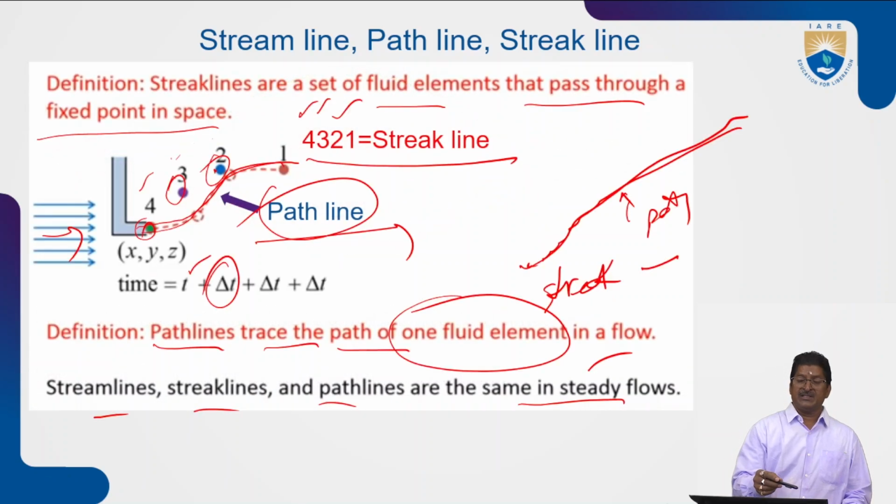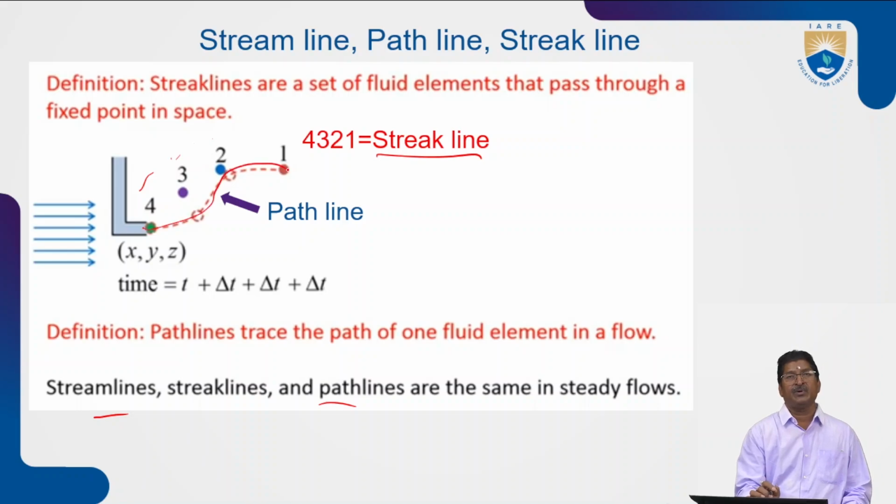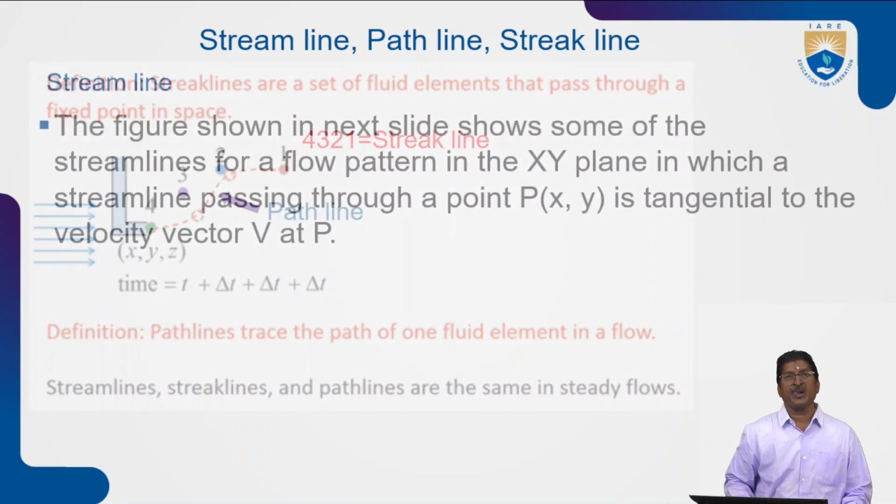And here you can see streak lines. This is the locus of all the points: particle 4, 3, 2, 1. This is the locus of all the particles. That is a streak line. And this is a single particle tracing. That is called a path line here. So at the time of delta t, how these different particles are moving and combining those, that means the locus of all the points gives the streak lines here.